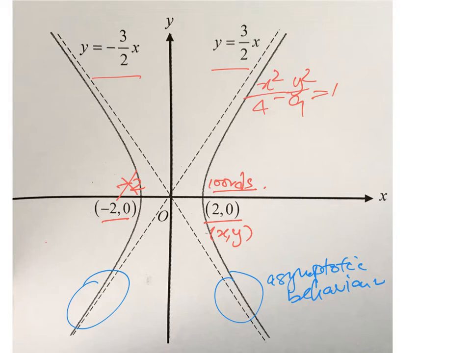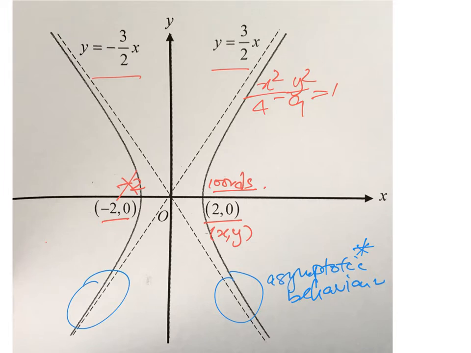So you shouldn't be drawing graphs where the curve is parallel to the asymptote, touches the asymptotes, or crosses the asymptotes. Okay, so the asymptotic behavior must be shown clearly on the sketch.